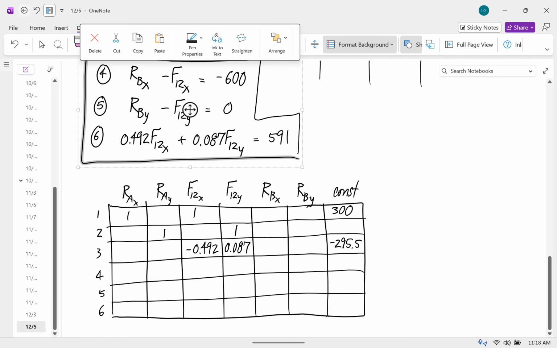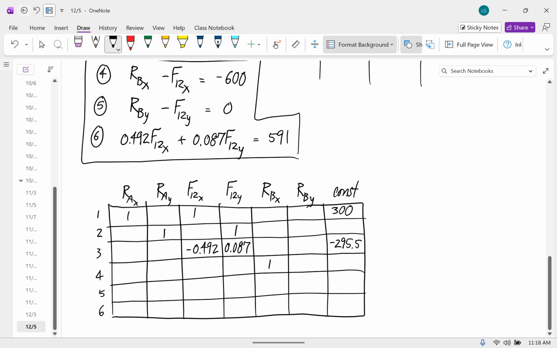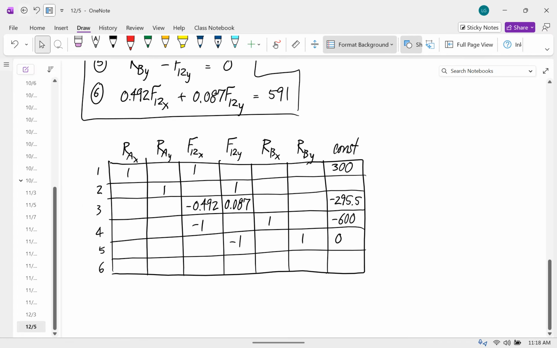Then equation 4, RBX is 1, F12X is negative 1. Constant is negative 600. RBY is 1 for the next equation. F12Y is negative 1. Constant is 0. And then for the last one, F12X is 0.492, F12Y is 0.087. Constant is 591.